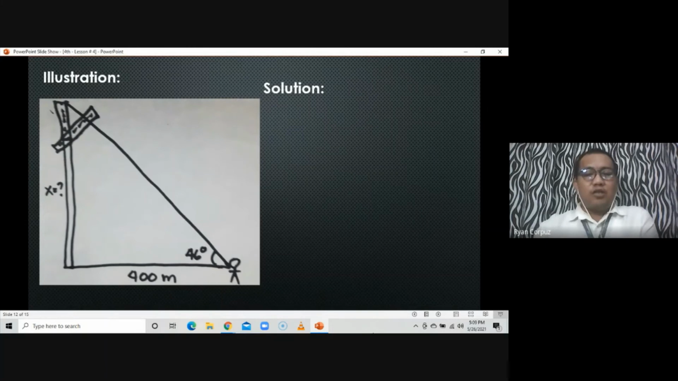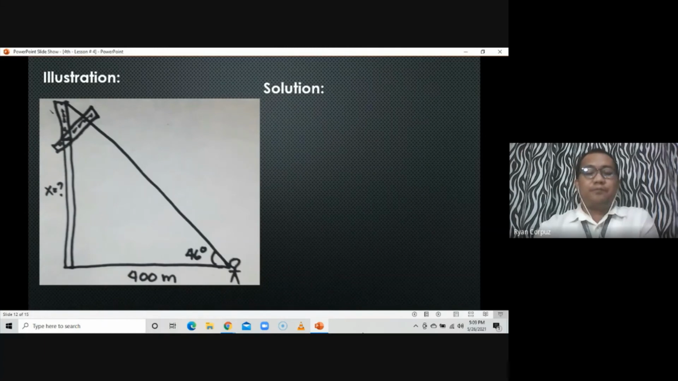So, pag in-analyze natin siya, with regards to this given measure of angle, how is it related to that side that we are looking for? Yung minark natin as x, yun ay kanyang opposite side. While this side, which is its distance from the base of the tower, is its adjacent side. So that is opposite and adjacent. So what trigonometric ratio is that? We are going to make use of the trigonometric ratio na tangent.